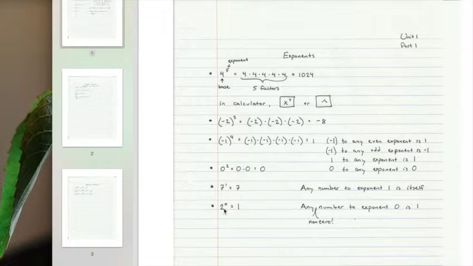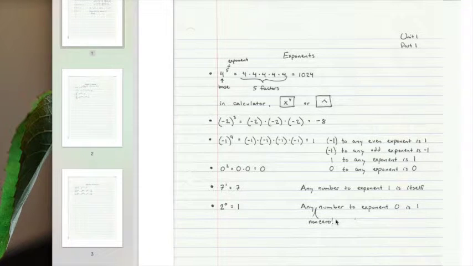How about raising things to the power of 0? This one's kind of a funny one. 2 to the power of 0 equals 1. In fact, anything to the power of 0 is 1. 1 is the multiplicative identity. That is why this is true.